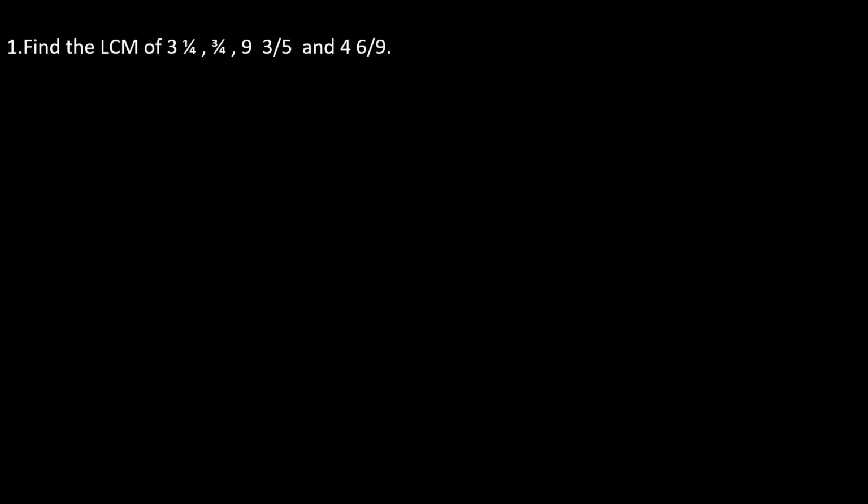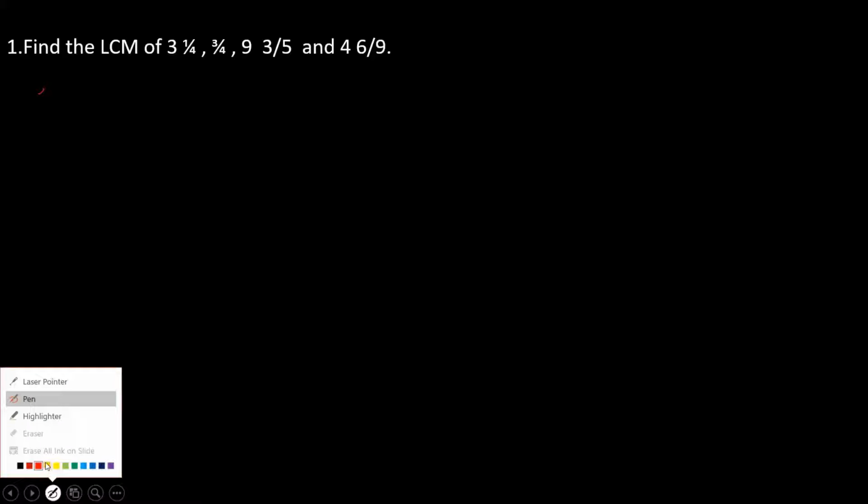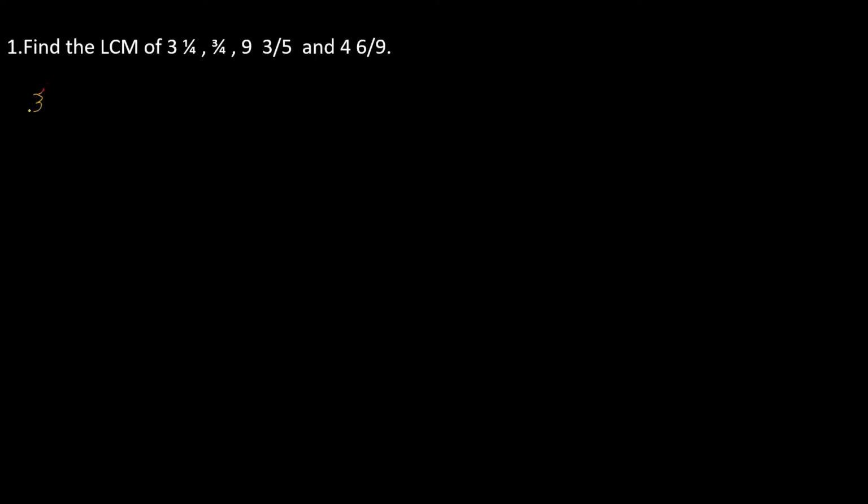These are a combination of mixed fraction and proper fraction. 3 1 by 4 is a mixed fraction, right? So convert it into improper fraction. How to convert mixed fraction into improper fraction? Multiply the denominator into whole number. 4 3s are 12. 12 we have to add to the numerator. 12 plus 1, 13. 13 by 4.